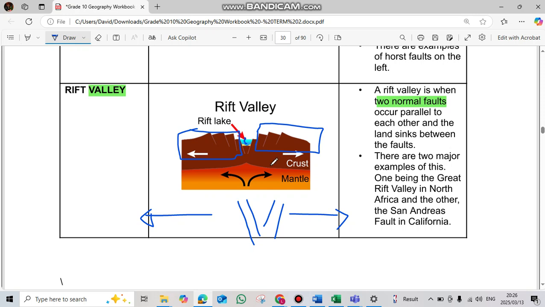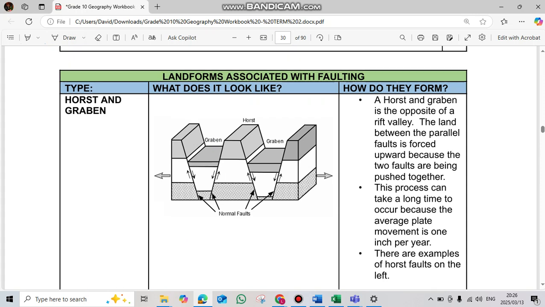Then let's move to our next landform, and that is your Horst and Graben. So a Horst and Graben also forms as a result of your normal faults. So a normal fault again is referring to the divergent movement, and here we can see it on the side.